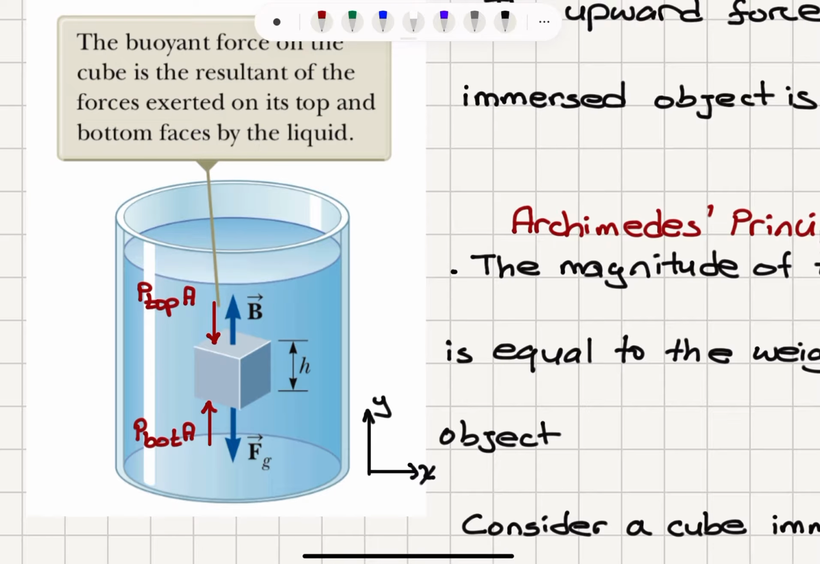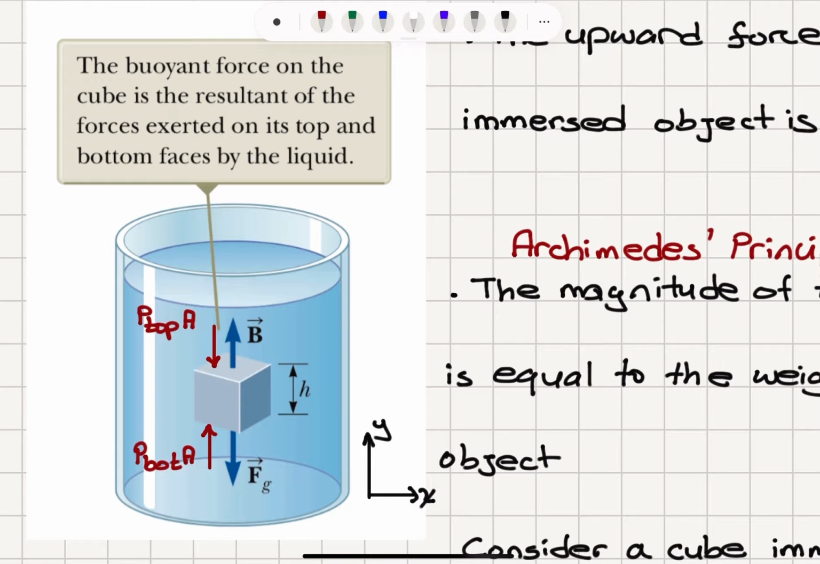So why do we have a buoyant force? Well, that's basically due to the pressure differential between the top and bottom surfaces of the object. That comes from the variation of pressure with depth in the fluid.